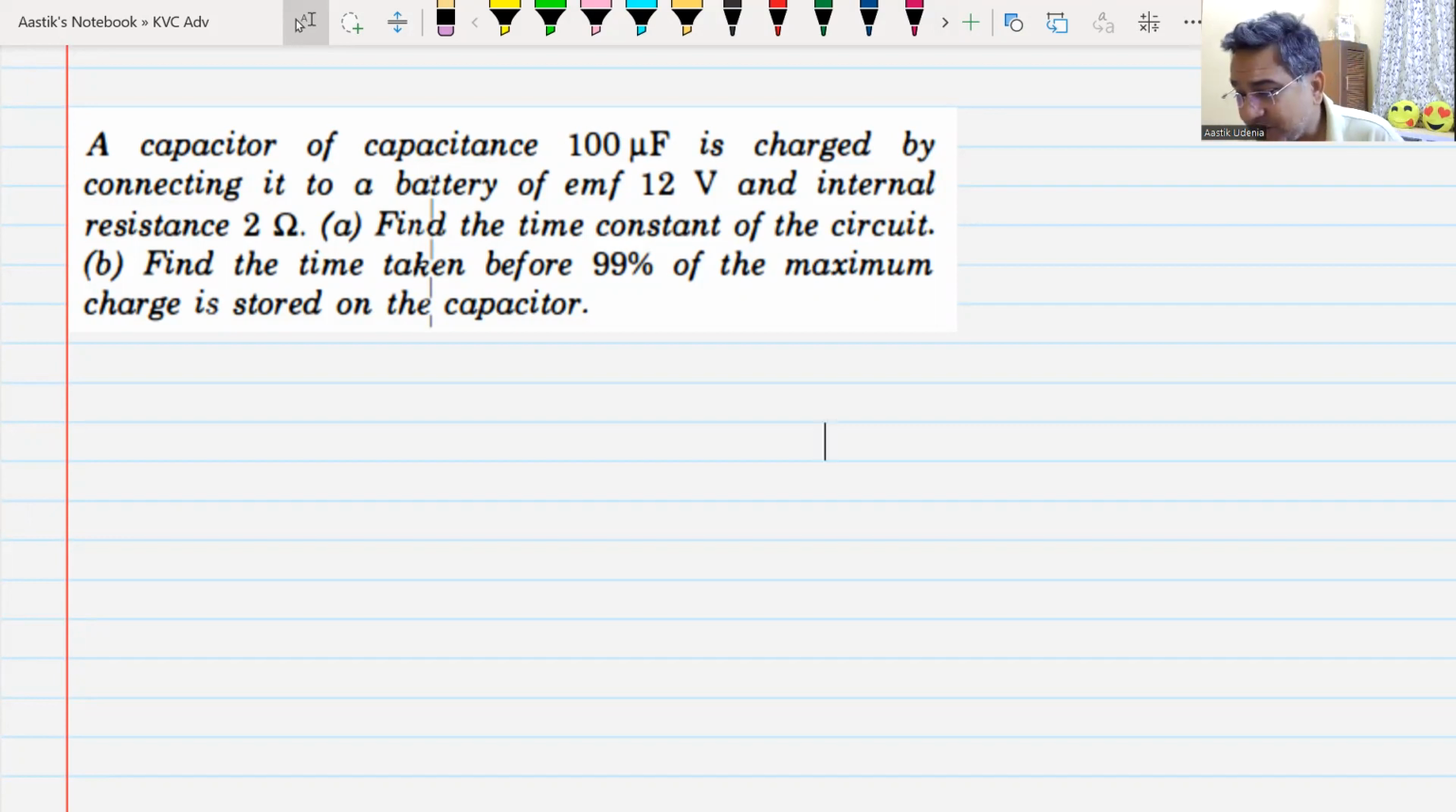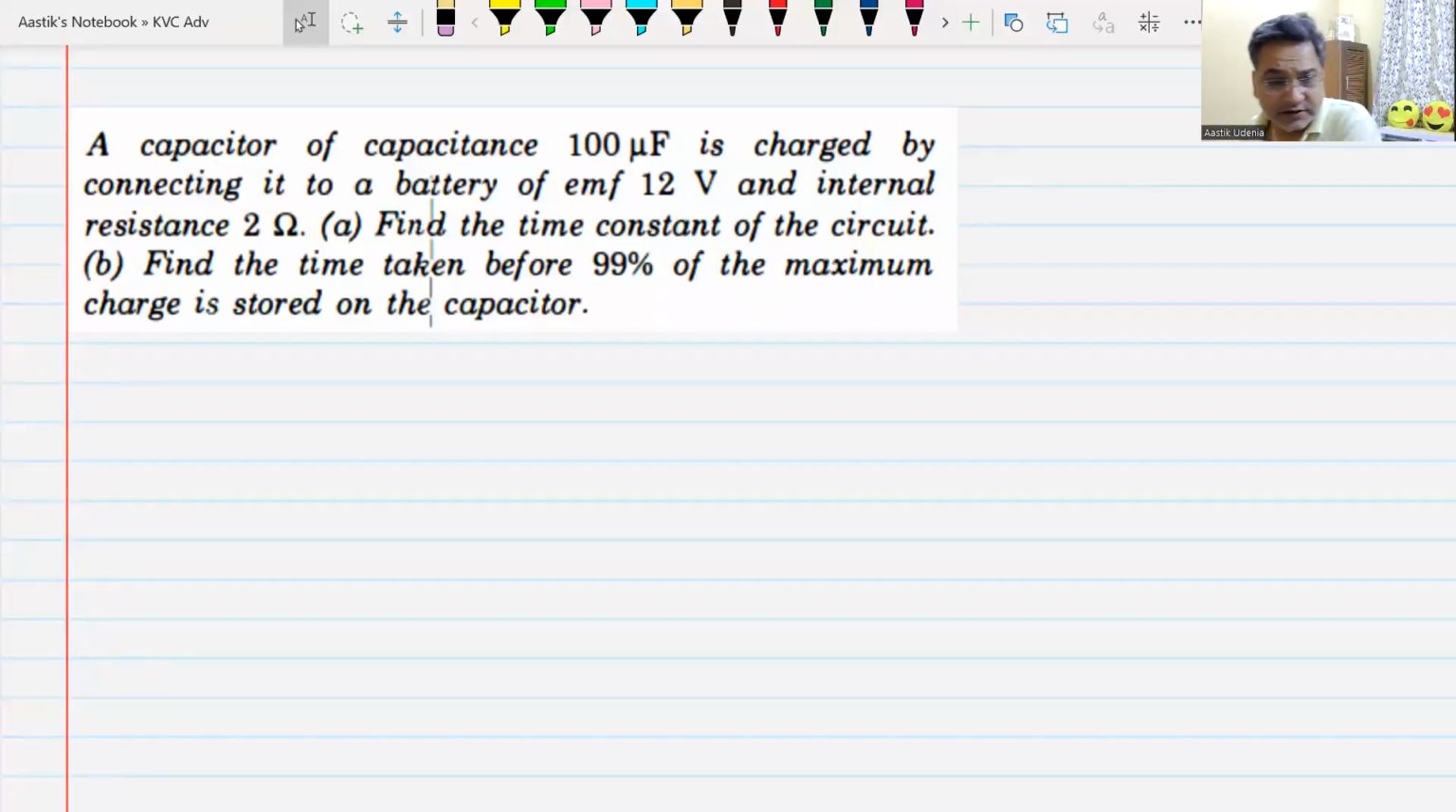A capacitor of capacitance 100 microfarad is charged by connecting it to a battery of 12 volt and internal resistance, so the resistance of the circuit is 2 ohms. Find the time constant of the circuit. Find the time taken before 99% of the maximum charge is stored. I'll give you 2 minutes to give me the answer. You can give your answer in terms of ln of something. Do we understand this? Yes, sir.